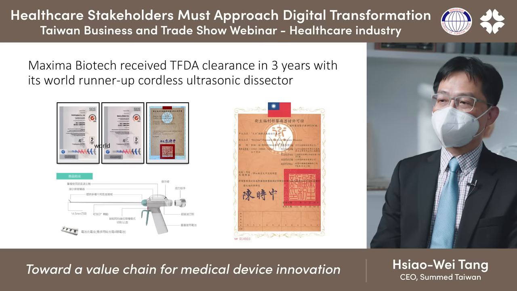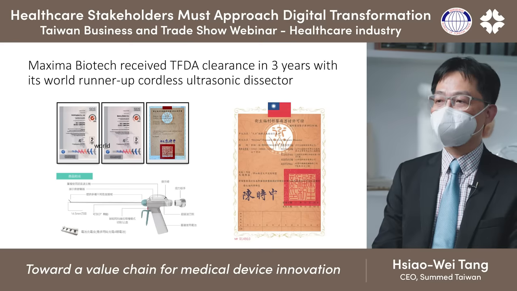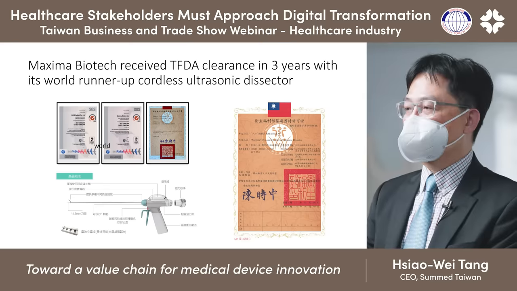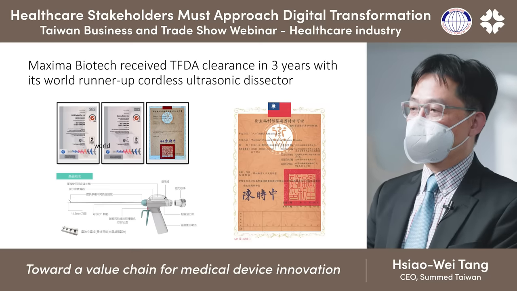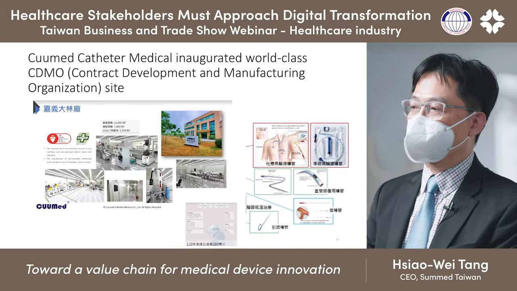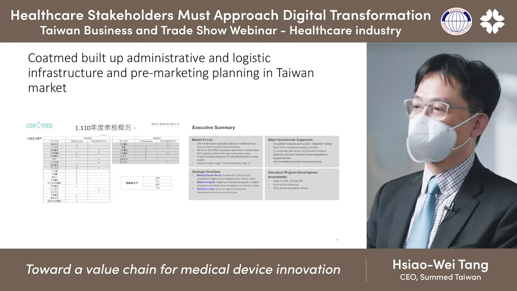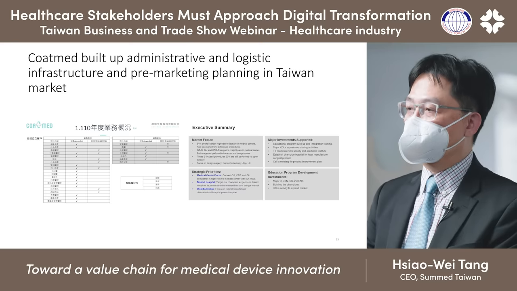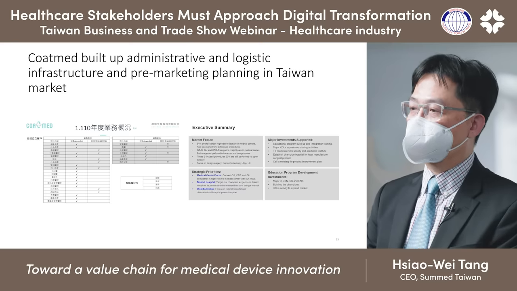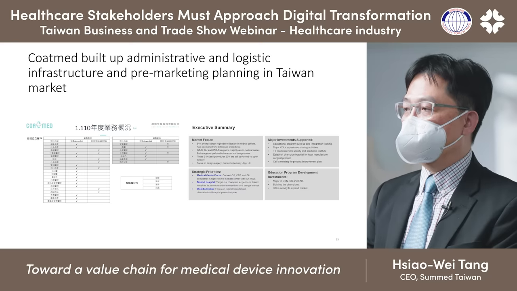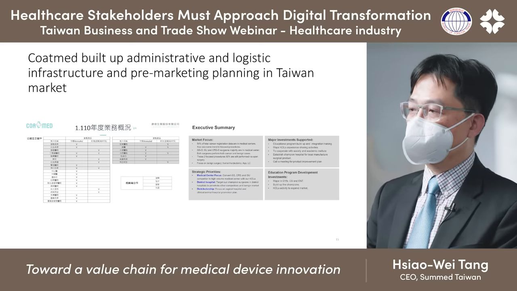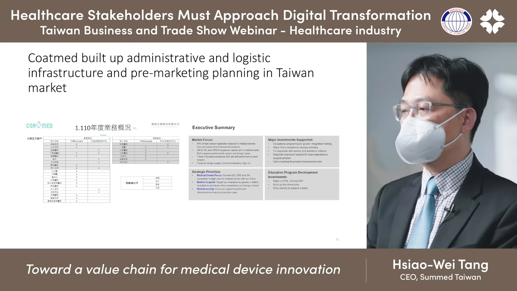Maxima Biotech demonstrates the progress of incubation provided by SUMEC Taiwan by making a product and receiving the TFDA clearance of the world's second cordless ultrasonic dissector within 3 years. This is another investment from SUMEC in building a world-class contract development and manufacturing organization site. And this shows our strengths in go-to-Taiwan market, both in strategy and administrative process. These three examples show our investment in R&D, production, and distribution, and its synergy to maximize the success rate.